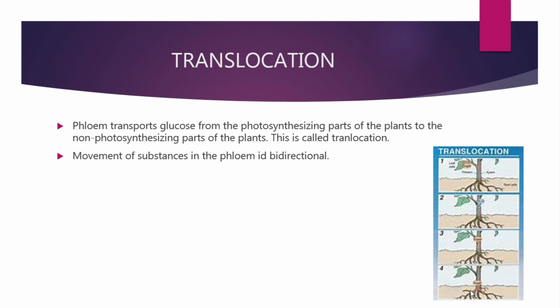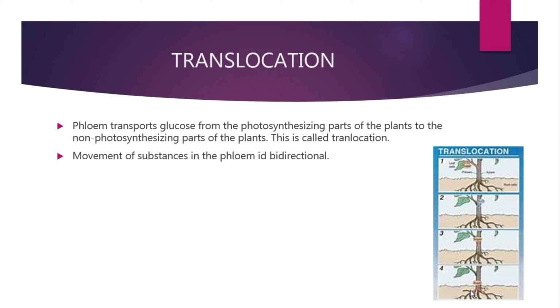This means that the substances can move towards the leaf and back from the leaf, or towards the root and back from the root. As we all know, the leaves contain chlorophyll. The presence of chlorophyll in the leaves means that leaves can carry out photosynthesis and produce food. When glucose is produced, the glucose which is not used up by the leaf is converted into starch, which is transported by the phloem to the non-photosynthesizing parts of the plant, like the roots.